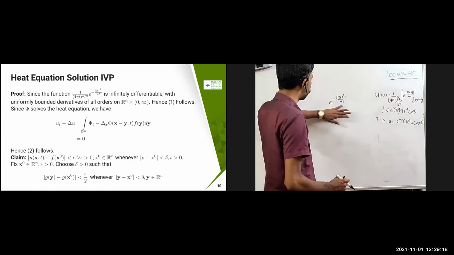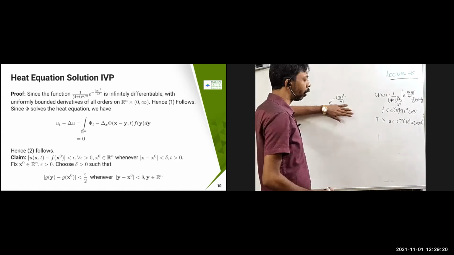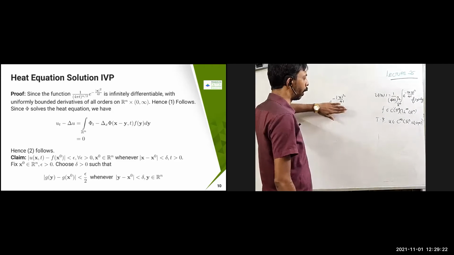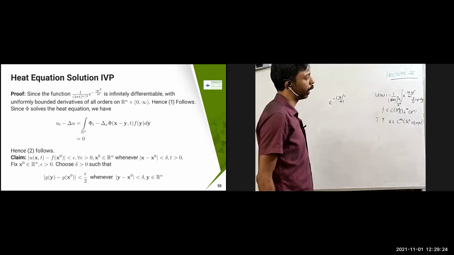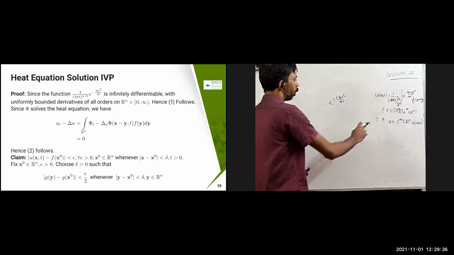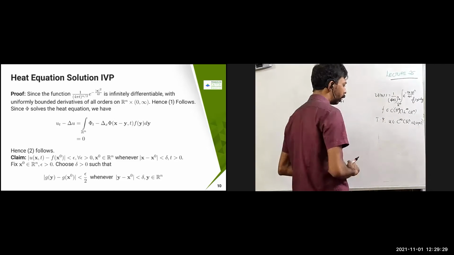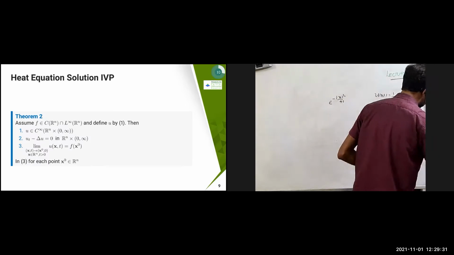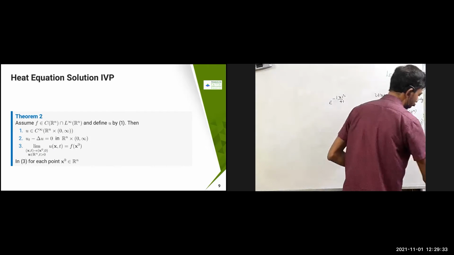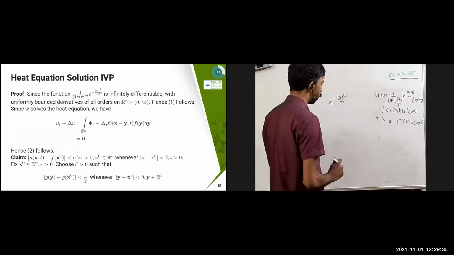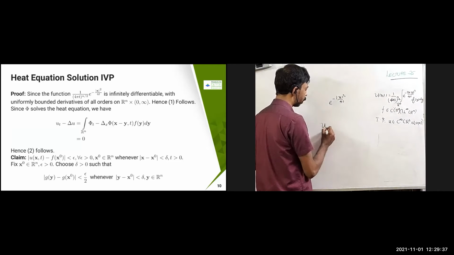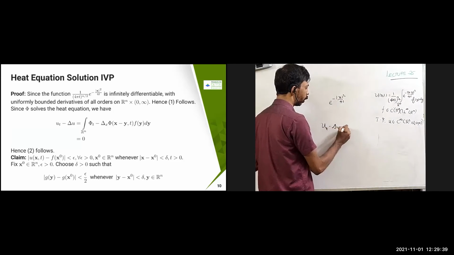Only 2 lines proof. Because of this infinitely differentiable and uniformly bounded derivatives of all orders, you are going to get this one. So therefore this is done. Now next one, what we got to claim is that u_t minus del u equal to 0. We got to claim the second part. So that is also a little easy. u_t minus del u equal to 0, this we got to claim.